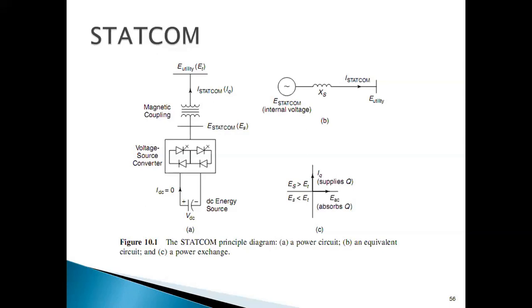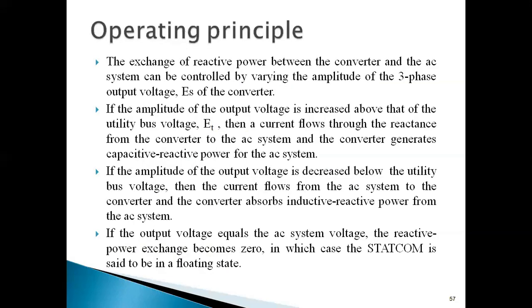There will be a reactive current flowing to the utility bus, and there will be a current flow towards the STATCOM terminal bus. That is very simple, based upon the magnitude of the two voltages, the utility voltage and the STATCOM voltage. So when the converter voltage is greater than the utility voltage, it supplies the reactive power. When the converter voltage ES is less than ET, it will absorb reactive power. That's what I have written here.